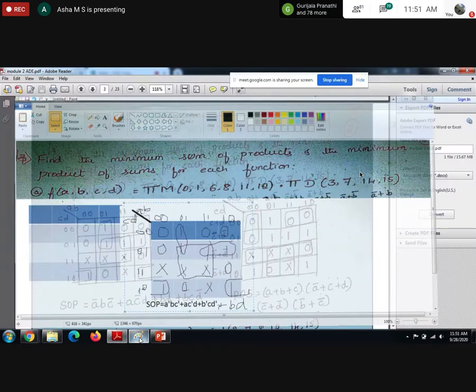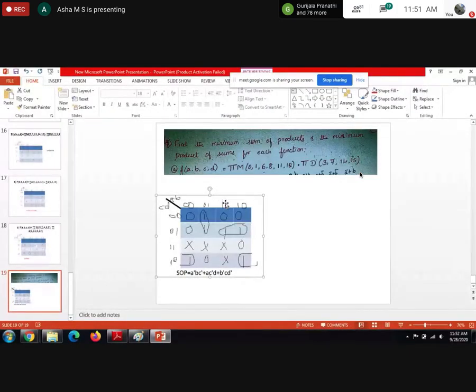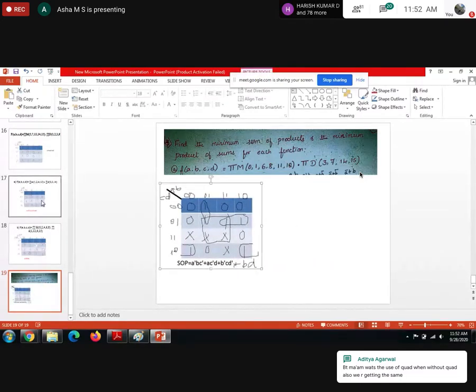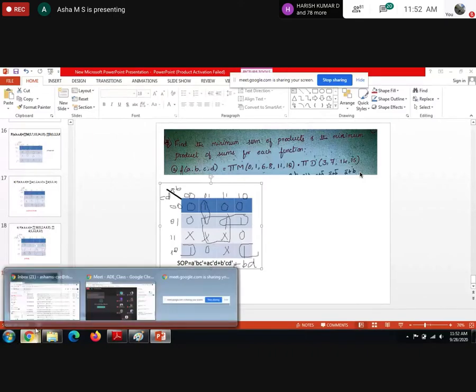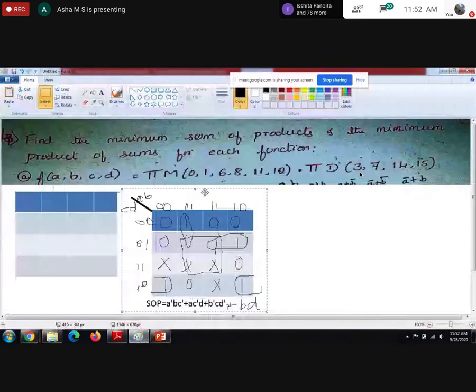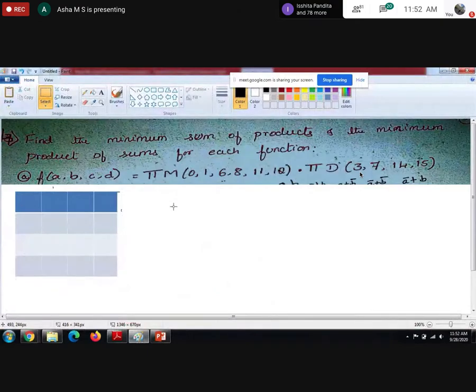Actually, without that also the answer is correct because we will be getting an extra term there. But according to the rules, first preference is for quad. But ma'am, what's the use of the quad when without quad also we are getting the same? Yes, Aditya. Now if we write the quad, we will be getting one more extra term. Okay, that is also correct. But our first preference, we will be looking for quad first. First, our intention is to find the large group.